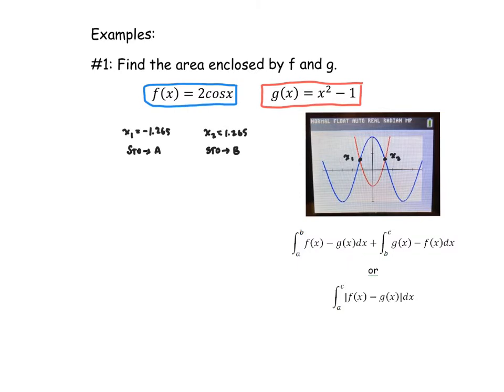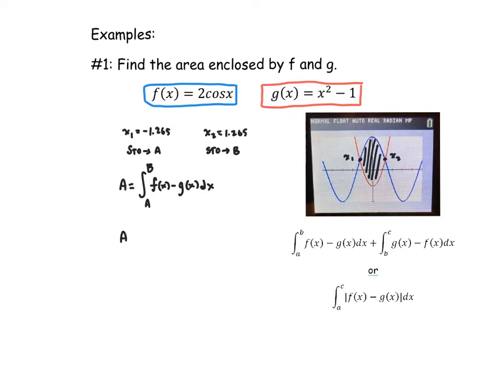Okay, so now to find the total area, since this is just one area, one space, I'm not worried about writing multiple integrals. I'd just write one integral. A couple of different ways you could do that. You could go from A to B of f of x minus g of x. And of course, you've got those in as y1 and y2. That'll give you your answer.